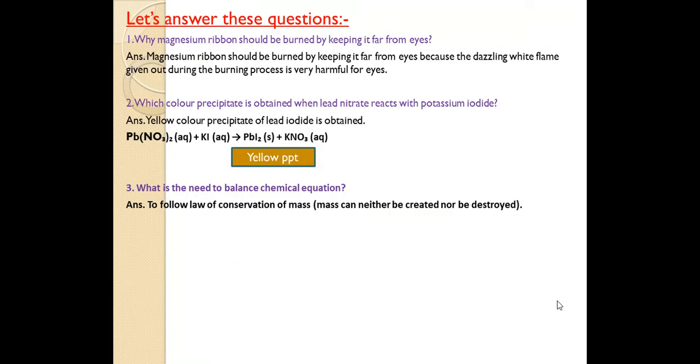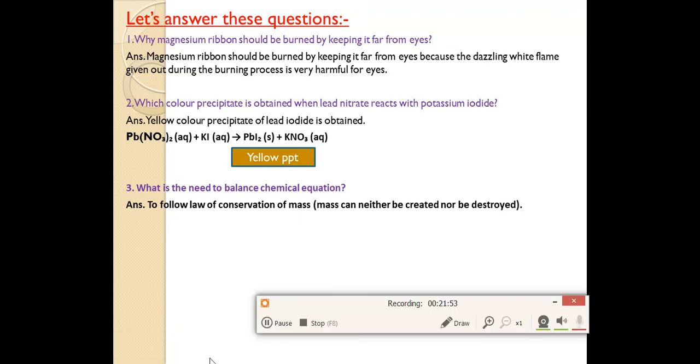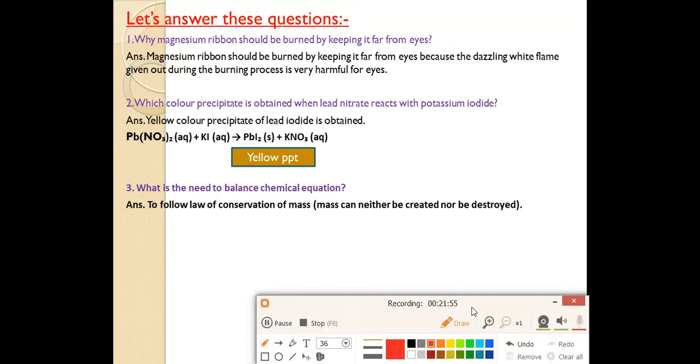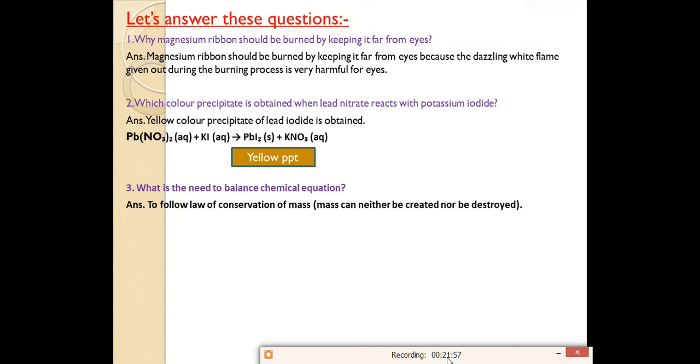Now the topics which we have covered till now, let's have some questions and answers from those topics. So the first question is, why should magnesium ribbon be burned by keeping it away from eyes? कहा जाता है ना कि हमें मैग्नीशियम रिबन जब भी बर्न करते हैं तो हमारे आँख मतलब डिस्टेंस हमारे आईज से थोड़ी दूर पे होने चाहिए वो.